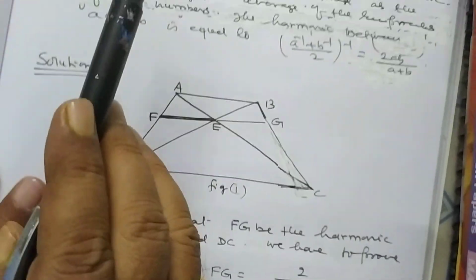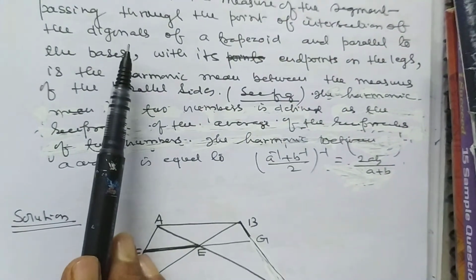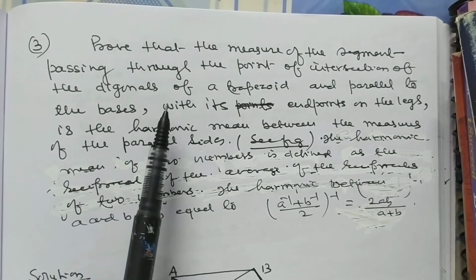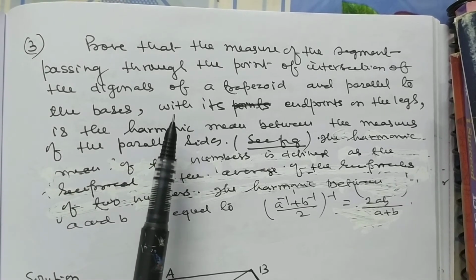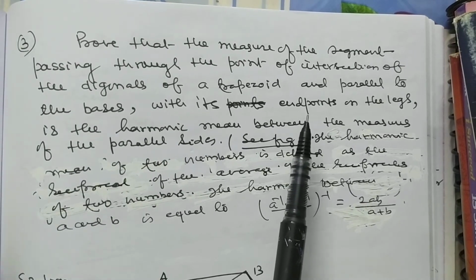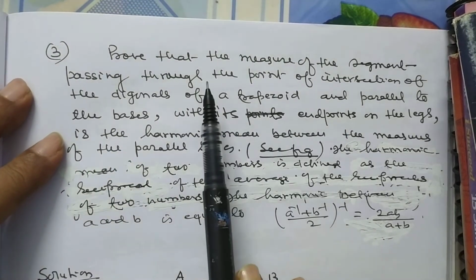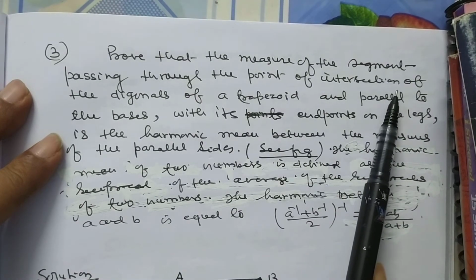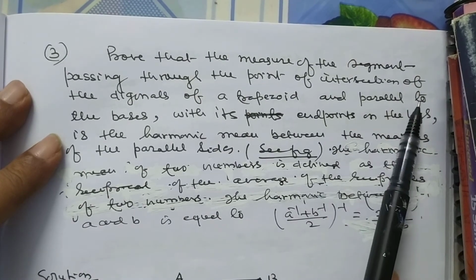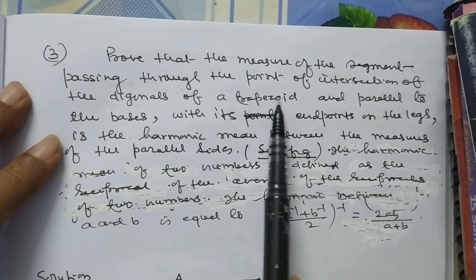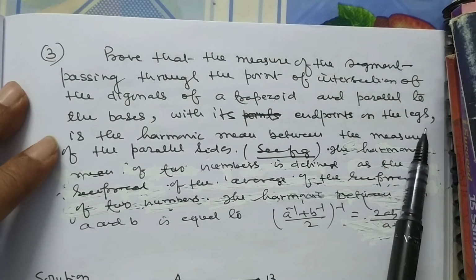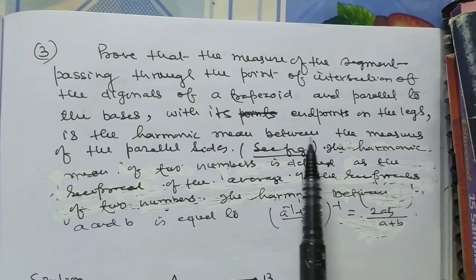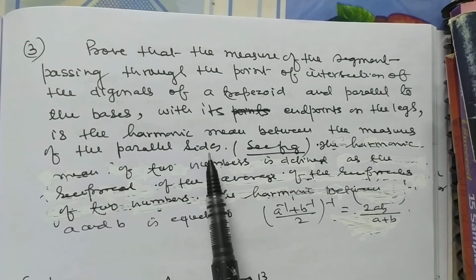Now I want to discuss some more problems also. Here, prove that, try to understand, this is a very long problem in which harmonic progression, harmonic mean is also involved. Prove that the measure of the segment passing through the point of intersection of the diagonals of a trapezoid and parallel to the bases with its end points on the legs is the harmonic mean between the measures of the two parallel sides.